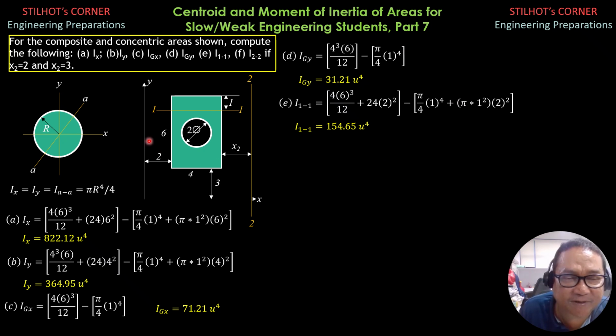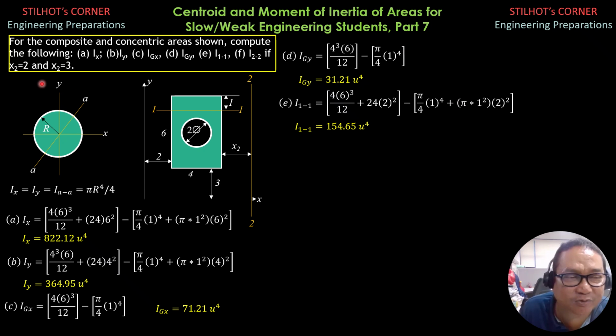Another way to solve for I11, and I want you to verify this, I just dictate. It is equal to IGX, which is 71.21, plus the net area, 24 minus pi, quantity 24 minus pi. Then the distance is 2 squared. Check if it is equal to this I11. Then the next one, as I said, is your part.